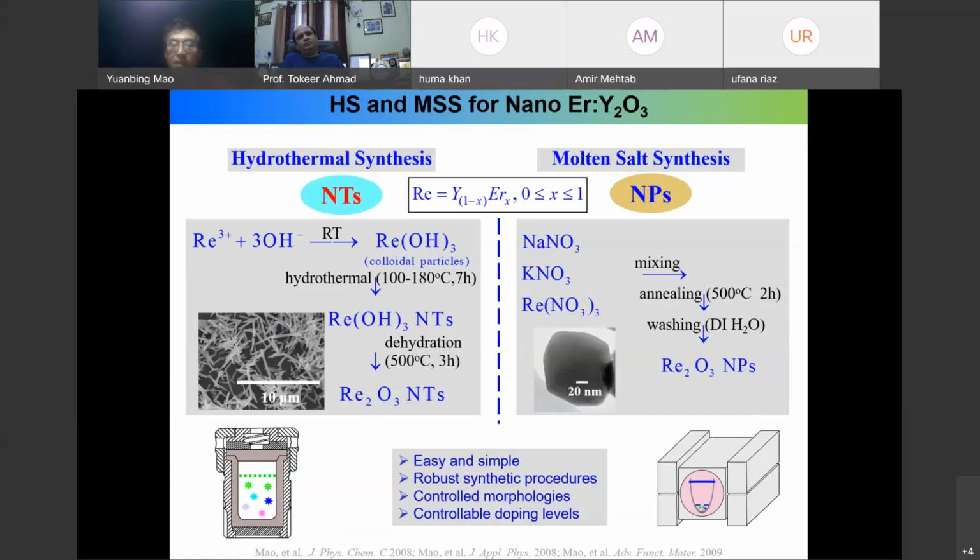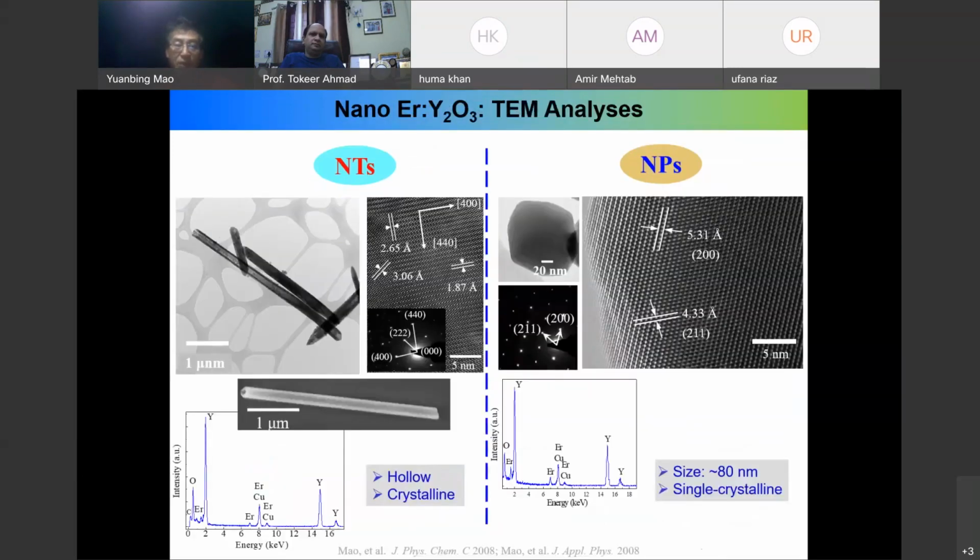They are quite easy, robust synthesis procedures, and with each of these synthesis methods, we can control the morphology, and also we can control the doping levels. Especially the doping levels, I will show you further details. Right, this is what we do. For example, the morphology, we can easily control it.